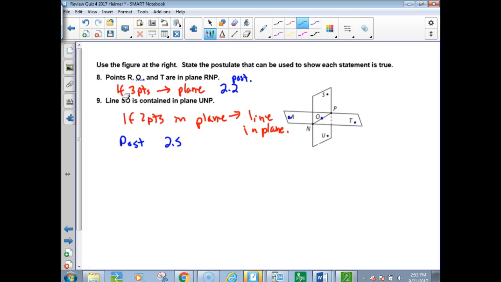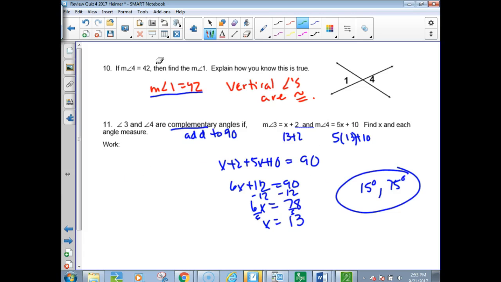For me, I just assume you just know that if R, Q, and T are points that are non-collinear in the plane, they make a plane. That's what it says. Three non-collinear points determine a plane. The line SO is contained in plane UNP. S and O are in the plane, so the line is in there. If points S and O are on the plane, then the line's in the plane. That's what that postulate says for 2.5. So I'll take either answer, but what I really like better is for you to tell me what you know about why. All right, so let's go on to 10.